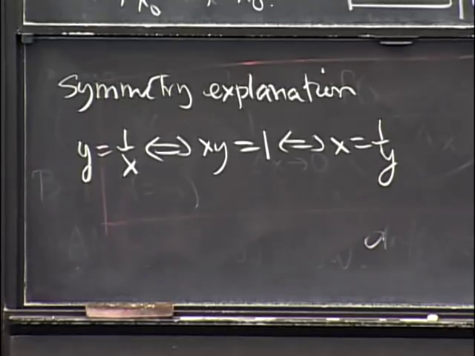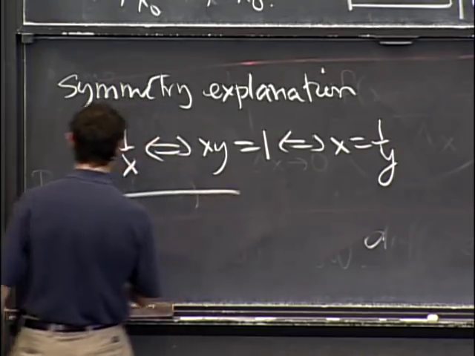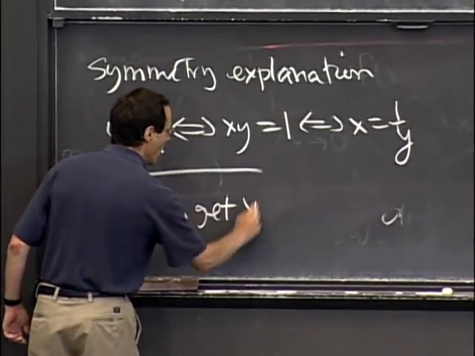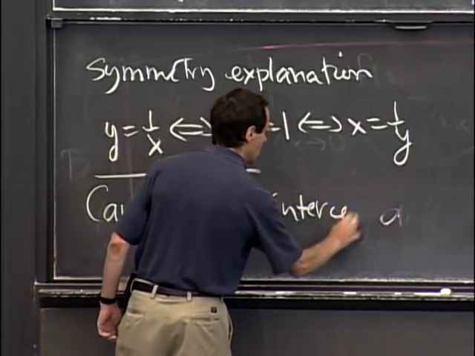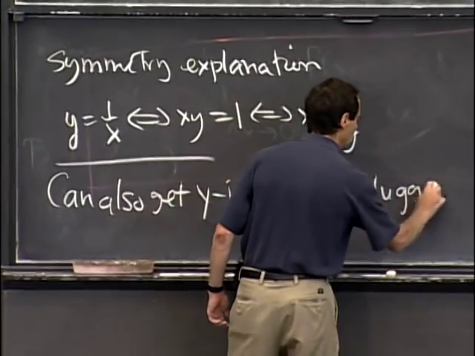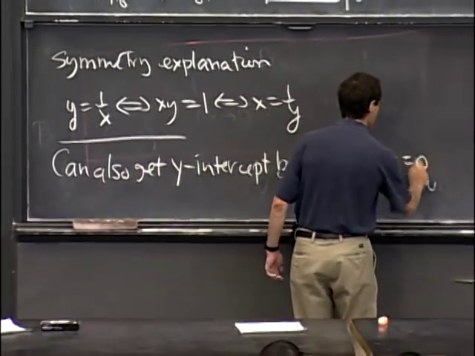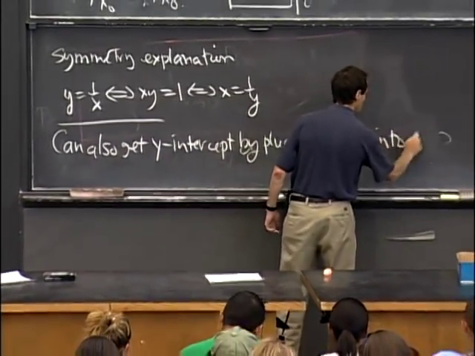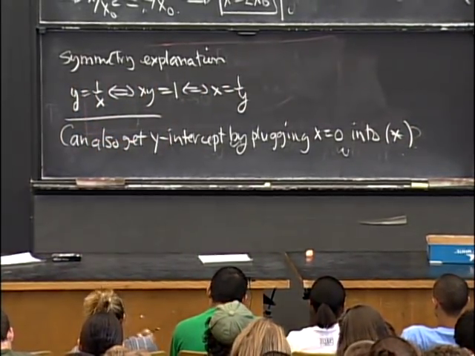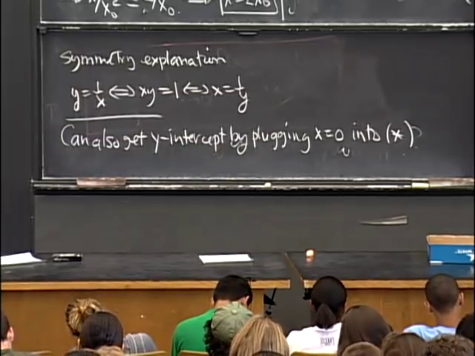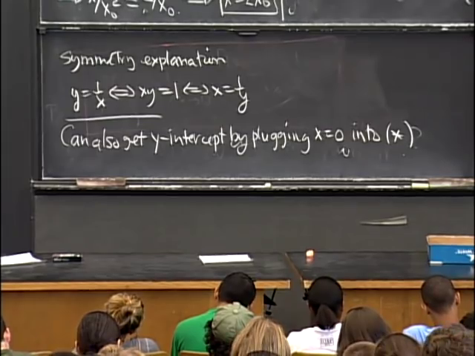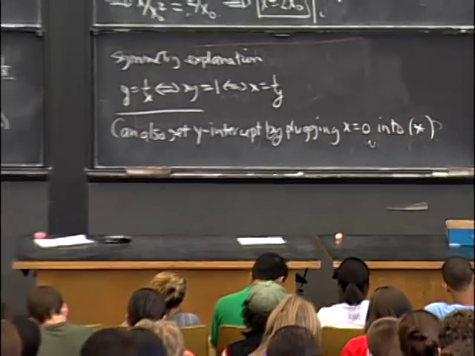Okay, now if you don't trust this explanation, you can also get the y-intercept by plugging x equals 0 into the equation star. Okay? We plugged y equals 0 in, and we got the x value. And you could do the same thing analogously the other way.